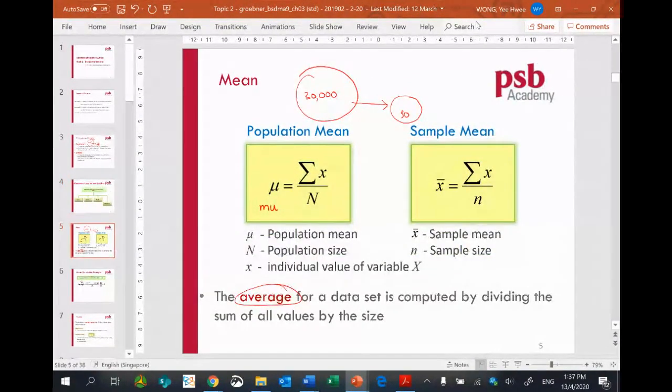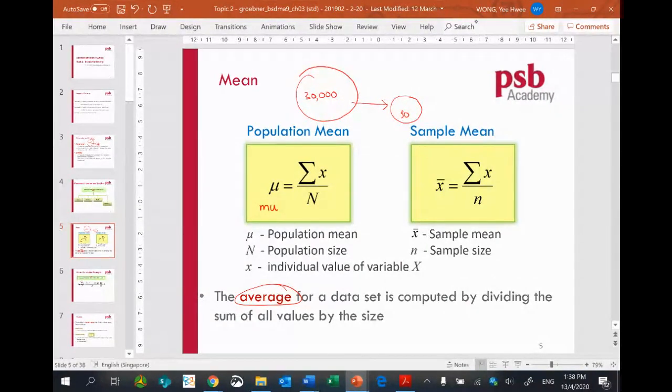So what is the mean? It is just the way you calculate average from young, right? There are two formulas for this calculation because we have two groups. One is called the population, one is called the sample. They are different groups, so they have different formulas.